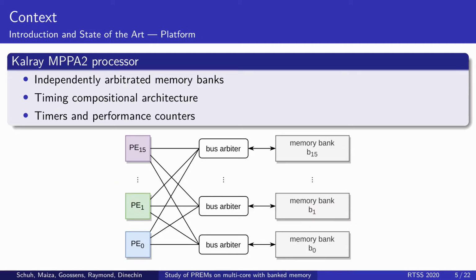Our target platform, as already stated, is the Core MPPA2 processor, and particularly one cluster of this processor. Cluster of the MPPA2 is composed of 16 cores and 16 memory banks that are independently arbitrated. This helps to reduce the interference that we have on the system when accessing the memory, and also ease the implementation of isolation when accessing the memory. It is also said to be a timing compositional architecture, which means that it's a viable candidate for modeled interference analysis. And we also have access to low-level timers and performance counters to implement our time trigger execution and also do any measurements required by our workflow.